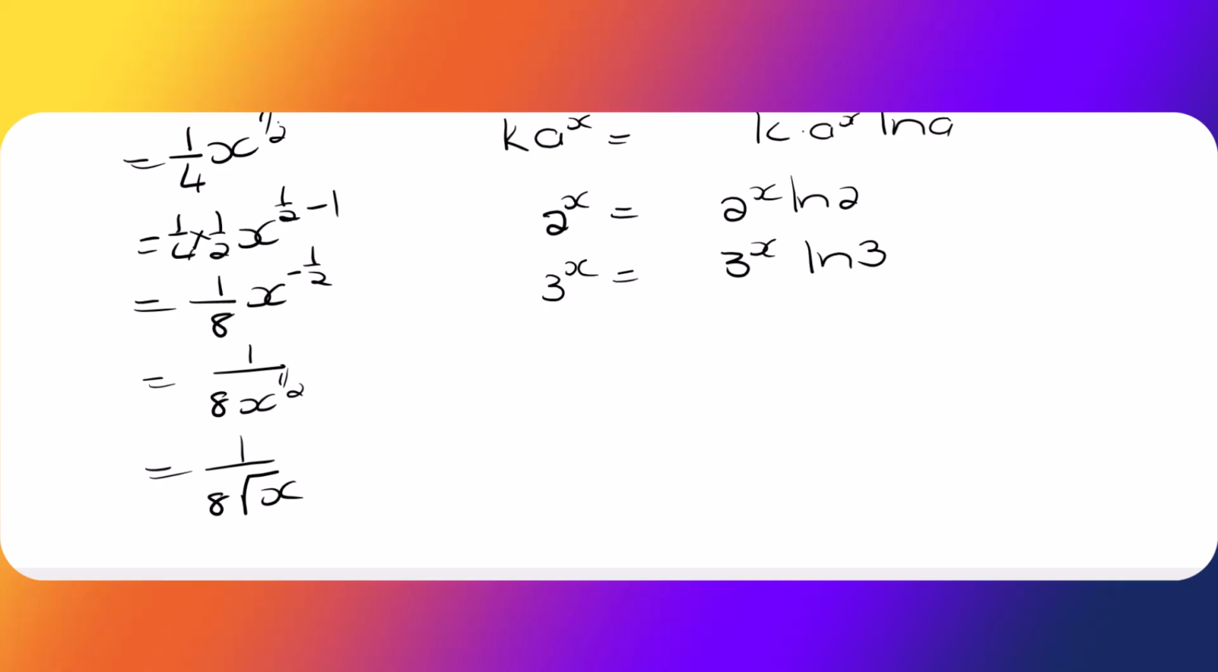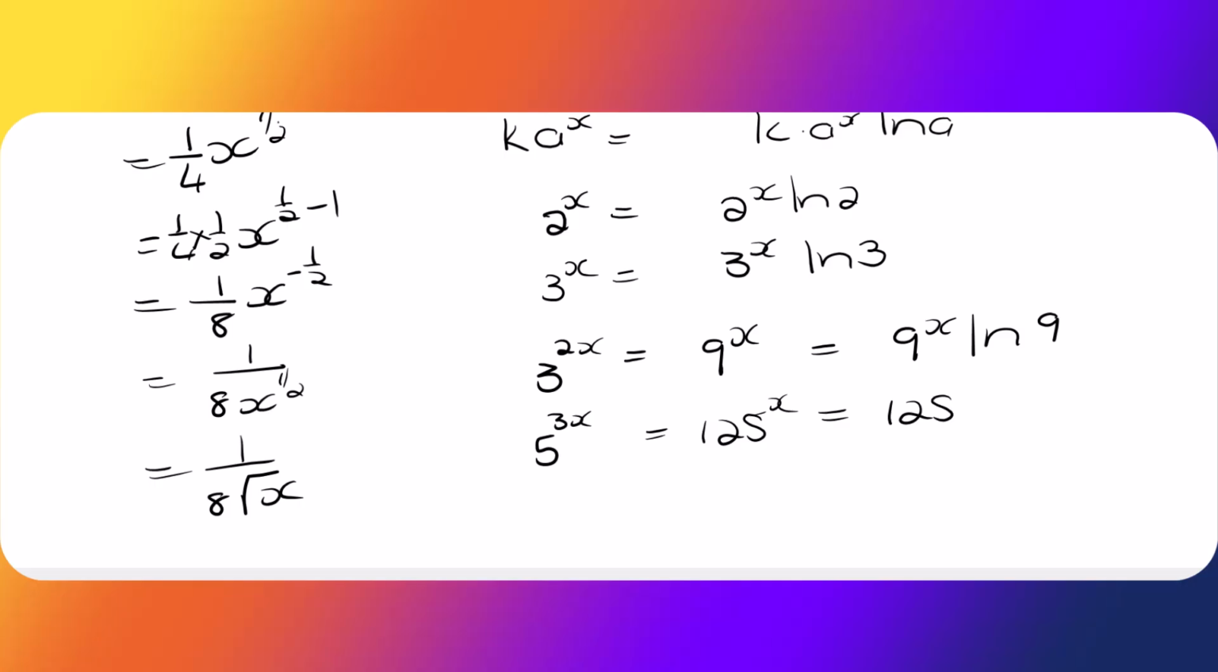But what they like to do with you, they're going to give you 3 to the exponent 2x. Okay, what I taught my full-time students is, we know 3 squared is 9. So we're going to say this is 9 to the exponent x, which gives 9 to the exponent x ln 9. Or if they give us 5 to the exponent 3x, you know 5 to the exponent 3x is 125 to the exponent x, which is equal to 125 to the exponent x ln 125.